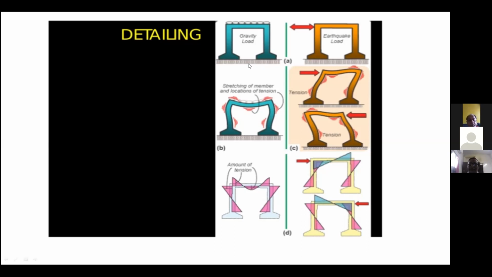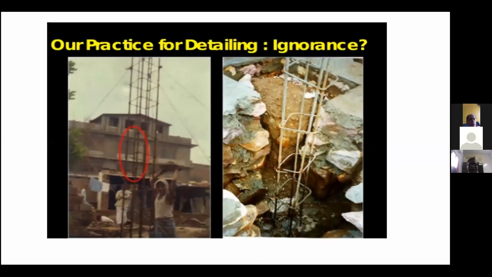What is the difference between the steel requirement for gravity loading and the steel requirement for earthquake loading? The steel requirement for gravity loading is only at a few locations, and it is not going to change. Whereas in earthquake, steel is required in all the places. So that is the detail.